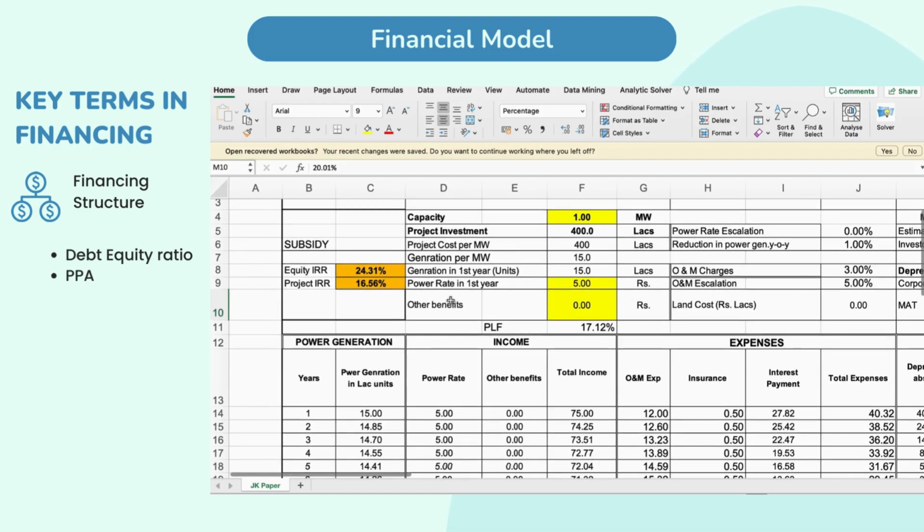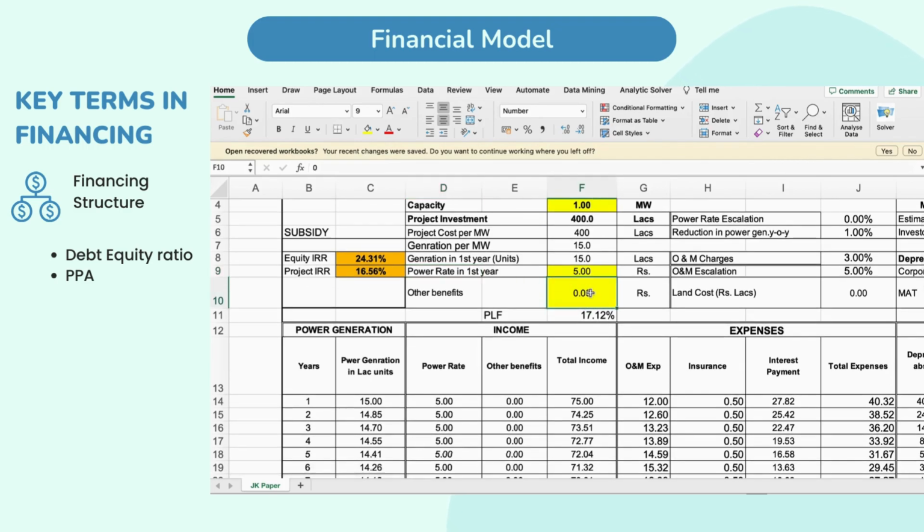We should also discuss the PPA, the Power Purchase Agreement terms. The power purchase agreement is signed by the project developer. In this case, the project developer is First Green. It is signing the PPA with the DISCOM. The PPA is signed at 5 rupees and there is no escalation considered in this case.